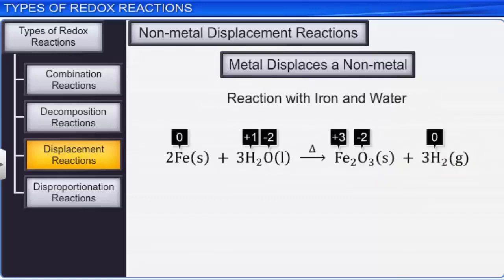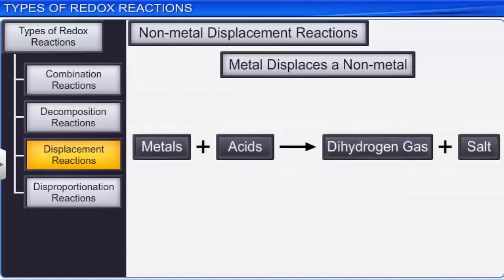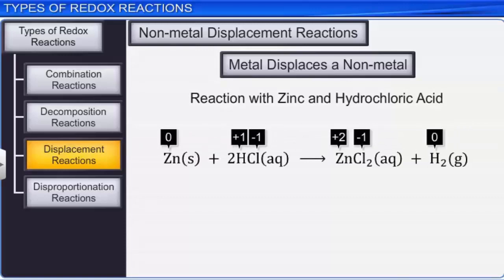Similarly, iron reacts with steam to form iron(III) oxide and hydrogen gas. Many metals, including those that do not react with cold water, can displace hydrogen from acids to liberate dihydrogen gas and the respective salt. For example, zinc reacts with hydrochloric acid and displaces hydrogen to form zinc chloride and dihydrogen gas.